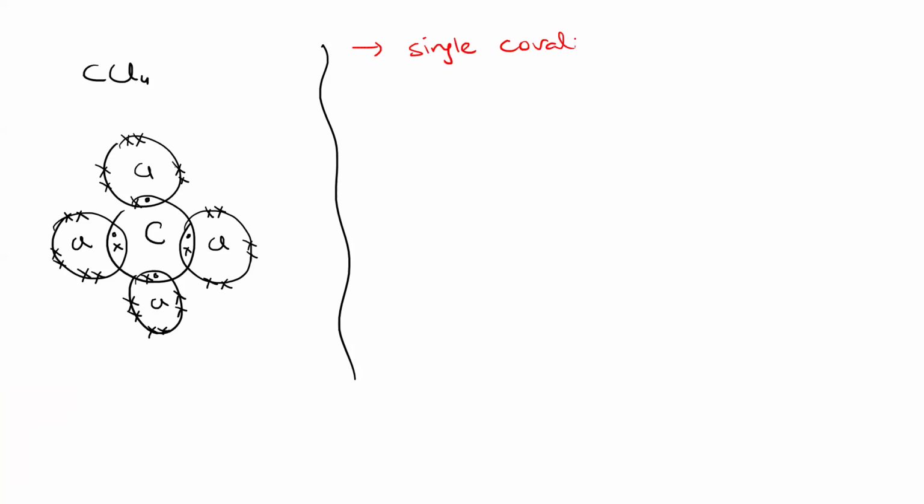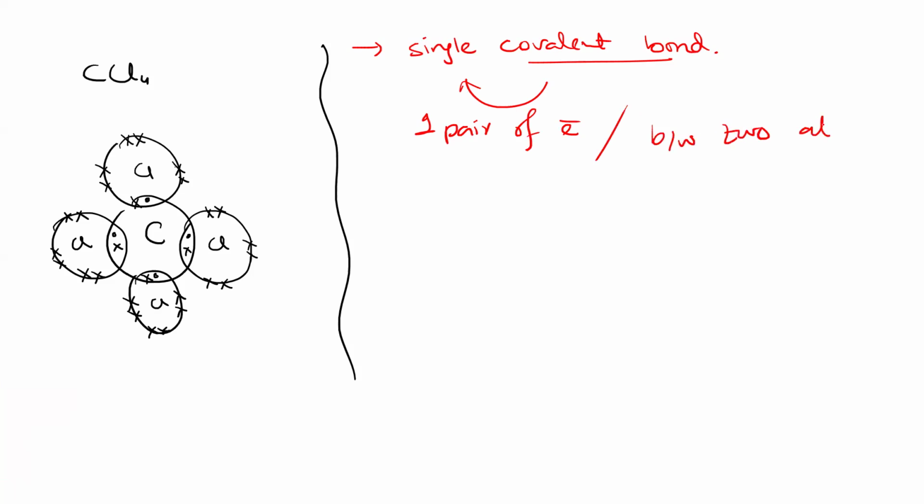Now, what is a single covalent bond? A single covalent bond is a covalent bond that has only one pair of electrons between two atoms. Okay, one pair of electrons between two atoms. Now, what do I mean by that, between two atoms? Just focus here. Basically it's one pair of electrons between carbon and chlorine, and one pair of electrons between carbon and another chlorine, not the same chlorine. So don't get confused.